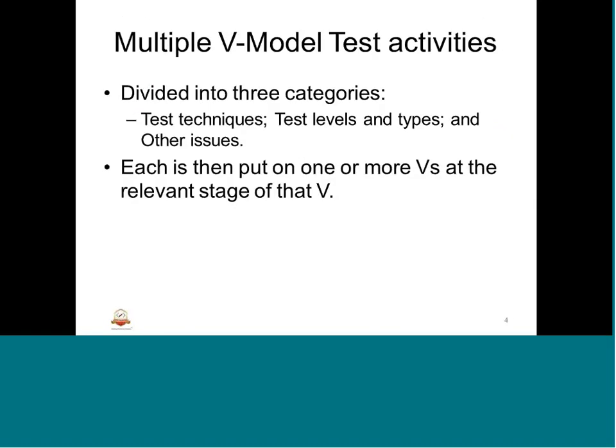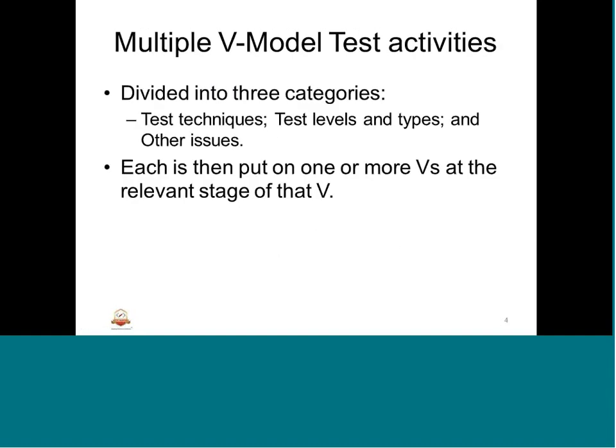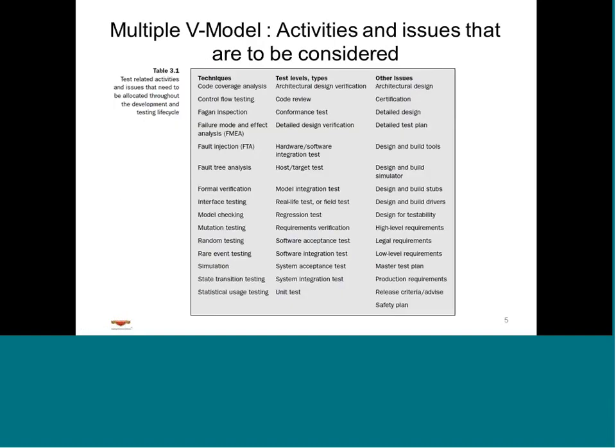So that is about multiple V model, where we have initial prototype, final product organized into multiple V models, each one having design, code, test, design, code, test, and finally we are going to have the final or the formal product, and its applicability is drawn based on a master list of techniques, test levels, types, and other issues.